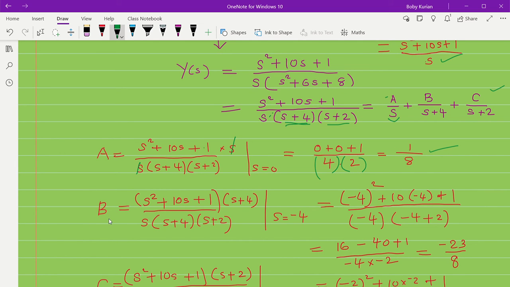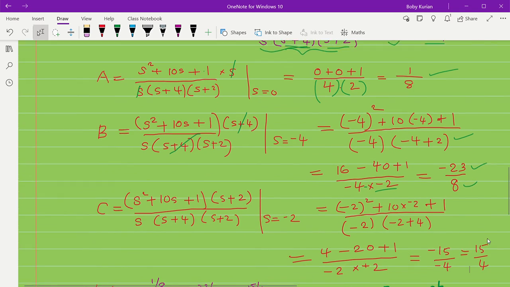In order to find out b, what is in the denominator of b? s plus 4. So we multiply by s plus 4, so s plus 4 gets cancelled out. We have to put s equal to minus 4. So numerator is minus 4 square plus 10 into minus 4 plus 1, denominator is minus 4 into minus 4 plus 2. Minus 4 square is 16, minus 40 plus 1, divided by minus 4 into minus 2, so the denominator becomes 8. This is minus 23 by 8. That is, b equals minus 23 by 8.